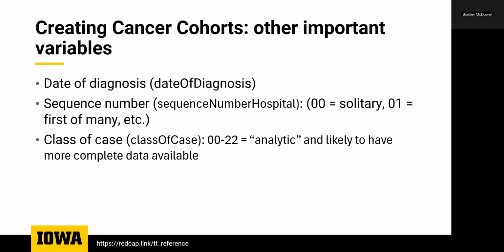And those are the people that you might be most interested in compared to, for example, somebody who shows up just for a second opinion and they didn't have their treatment done there. They're only having, say, some diagnostic work done, and then they go back to their home hospital and everything. And so it's very typical when you're dealing with registry information to include only the analytic cases.